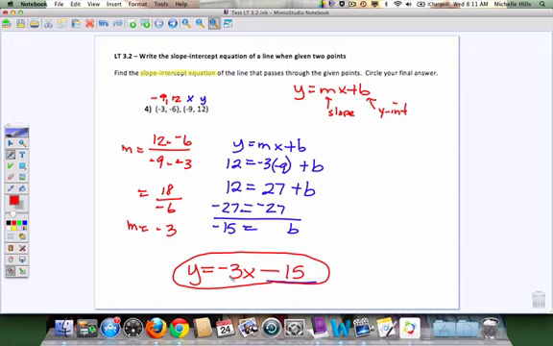If I wanted to check this, I could put the other point in, put the negative 3 in for my x. Negative 3 times negative 3 is positive 9. Positive 9 minus 15 is negative 6, and that is my y value.